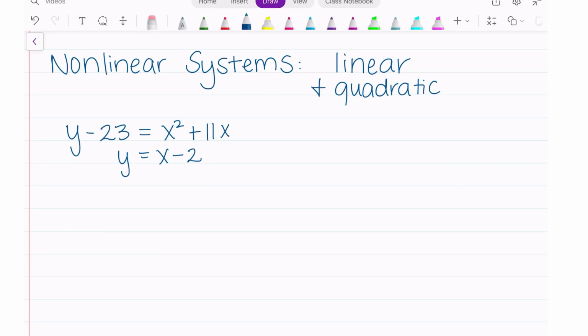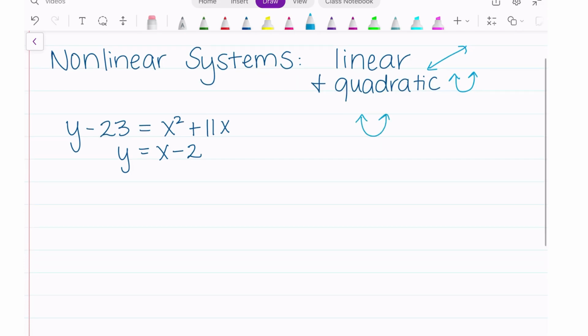In this video, I'm going to show you how to solve a nonlinear system of equations given a linear equation and a quadratic equation. So a linear equation is a line looking like something like that, maybe going the opposite direction, and quadratics are U-shaped graphs either right side up or upside down. So there's a few scenarios where these could cross.